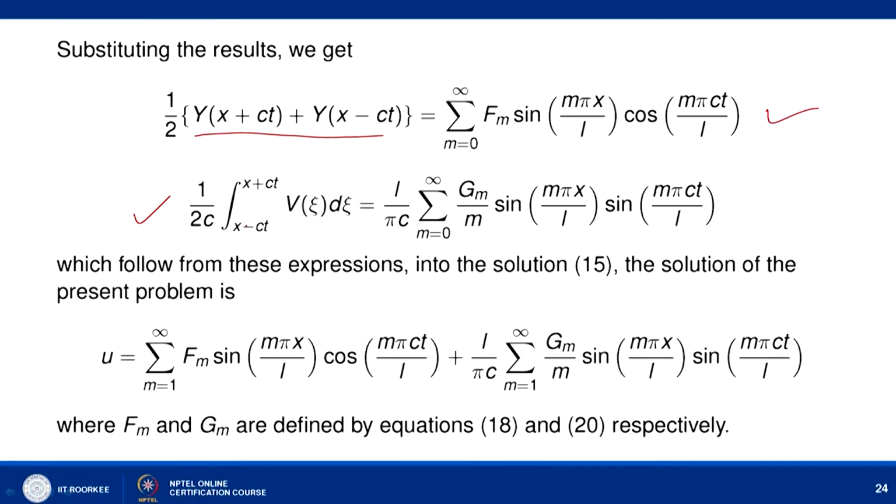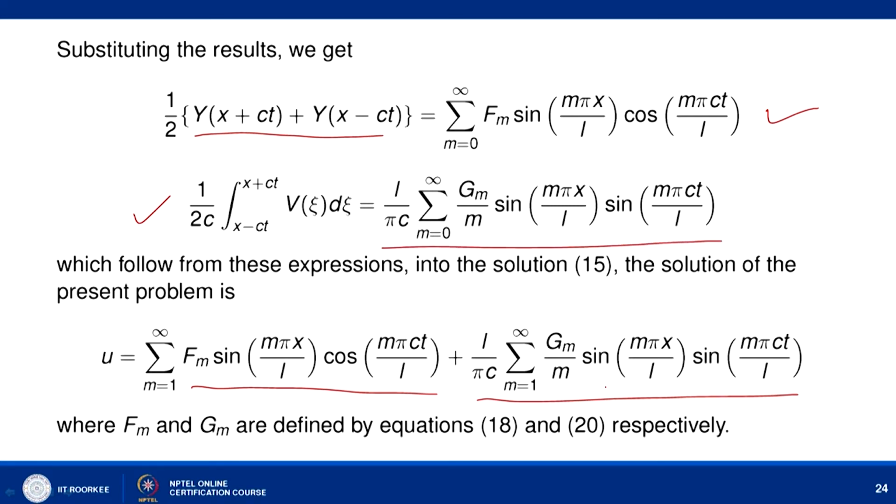So we have this part, we have this part, so we can write down our solution u(x,t) as the sum from m equal to 1 to infinity of f_m sin m pi x by L cos of m pi ct by L. This corresponds to 1 by 2 times y of x plus ct plus y of x minus ct, and then corresponding to the integral part, 1 upon 2c times the integral from x minus ct to x plus ct of v(xi) d xi, we can write down this expression and we have this.